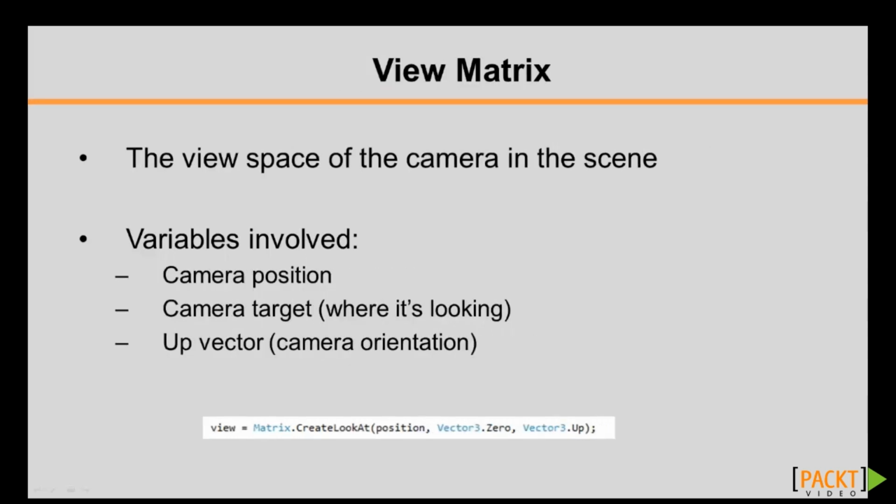The second matrix we need is the view matrix. This essentially handles what the camera views in the scene and is created by calling Matrix.CreateLookAt. With the view matrix, we have three parameters that we can control. The first, position, is simply the location of the camera within 3D space. The next parameter, camera target, determines where the camera is facing. And lastly, the up vector helps determine what the orientation of the camera is. This controls whether we show the scene upside down or any other rotated way.